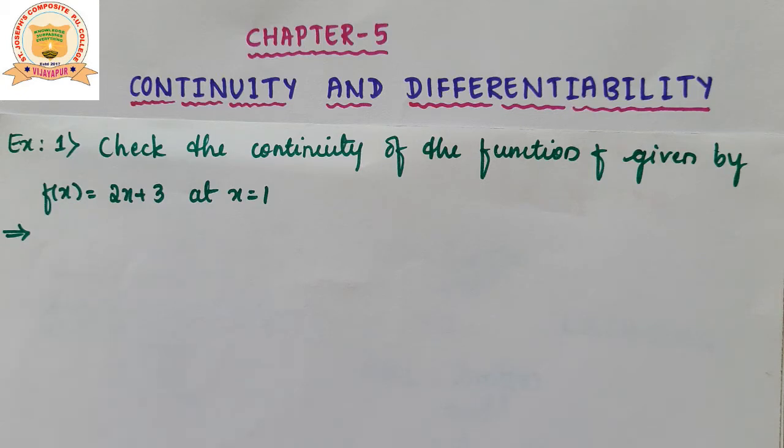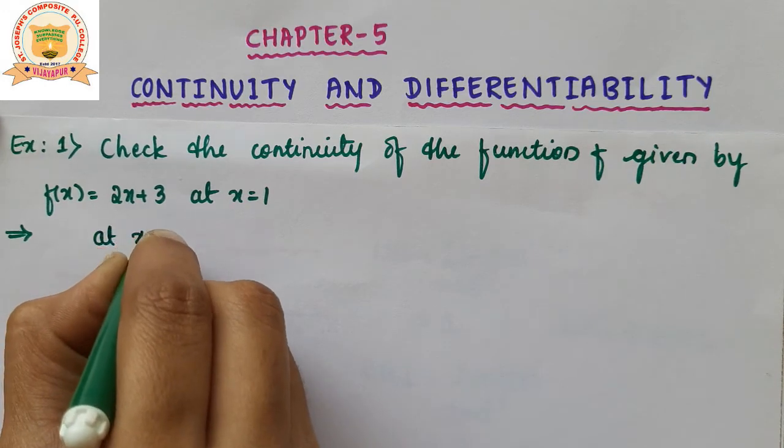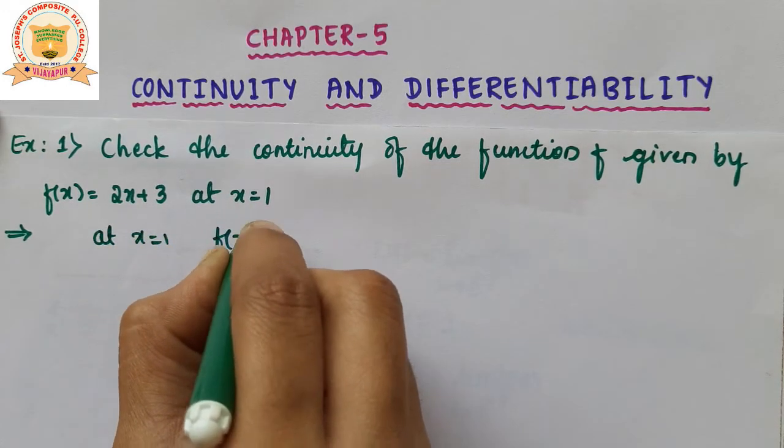First condition: we have to check whether the function is defined for all the real numbers or not. Yes, the function is defined for all the real numbers, and particularly at x equal to 1, the function is defined. The value of the function is f of x is equal to 2x plus 3. First we will find the value of the function at x is equal to 1.